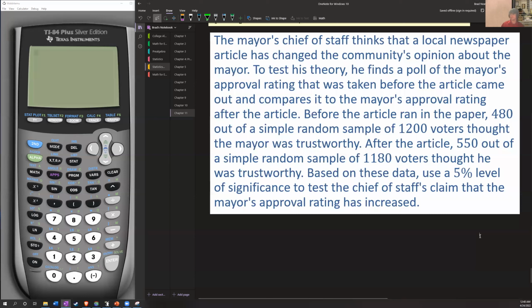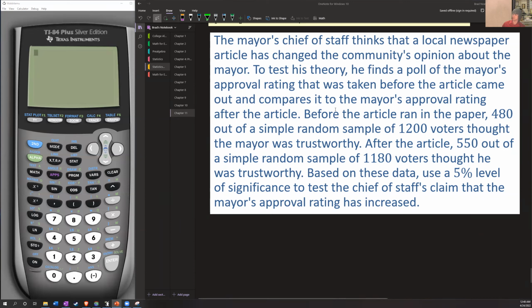This one says the mayor's chief of staff thinks that a local newspaper article has changed the community's opinion about the mayor. To test this theory, he finds a poll of the mayor's approval rating that was taken before the article came out and compares it to the mayor's approval rating after the article. Before the article ran in the paper, 480 out of a simple random sample of 1,200 voters thought the mayor was trustworthy. After the article, 550 out of a simple random sample of 1,180 voters thought he was trustworthy. Based on these data, use a 5% level of significance to test the chief of staff's claim that the mayor's approval rating has increased.